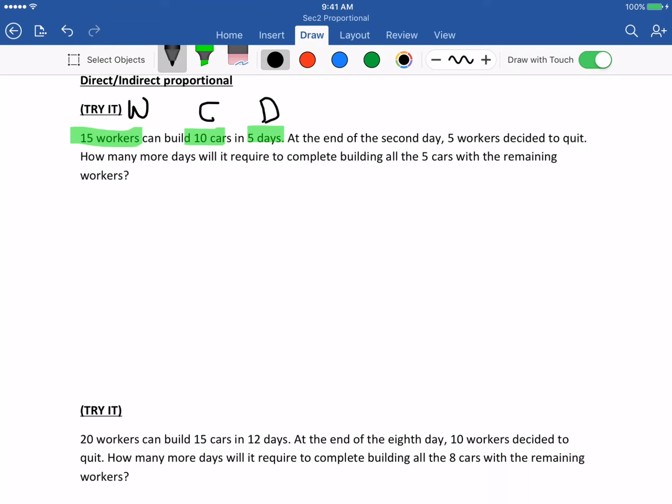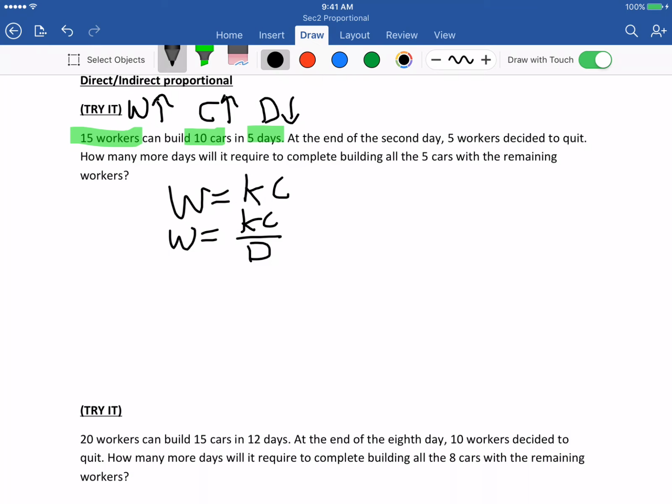Okay, so you ask yourself for this question, when workers increase, will the number of cars increase? Yes. So write W equals to KC. Now, when workers increase, will the days increase or decrease? It will decrease. More workers, the job will be done faster. So write W equals to KC over D.